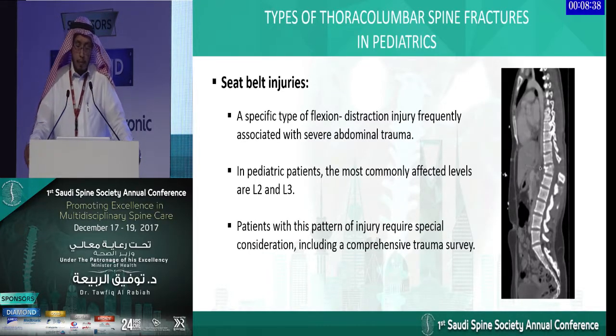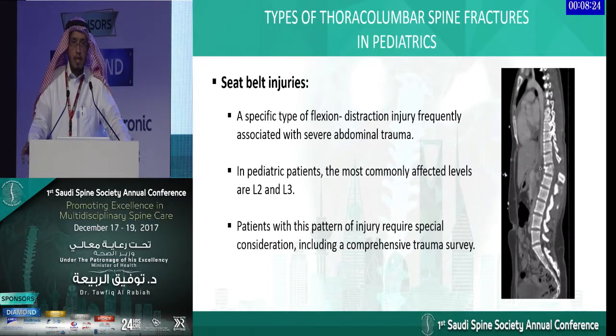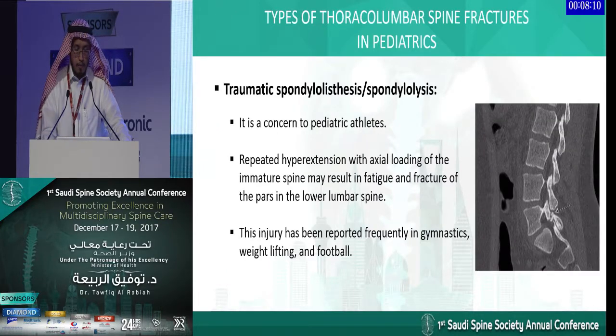Seatbelt injury, which is a flexion distraction injury or the Chance fracture, can happen in these growing children. In adults, the usual common place is the thoracolumbar junction. In kids, it's lower, at the level of L2, L3. And you have to consider other abdominal injuries in surveying these kids.